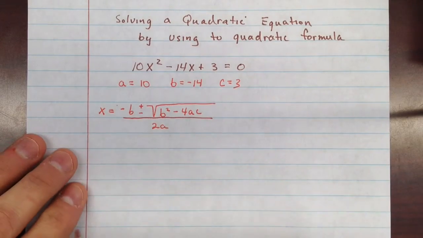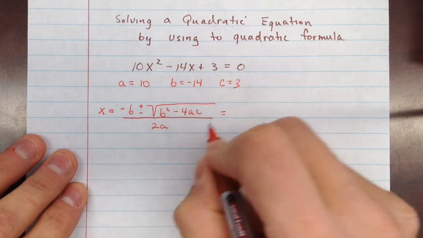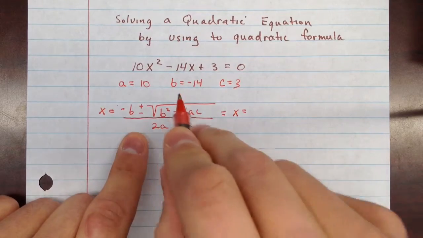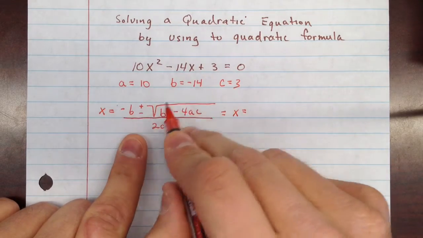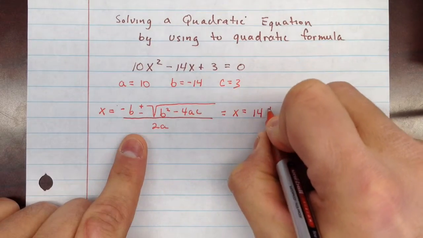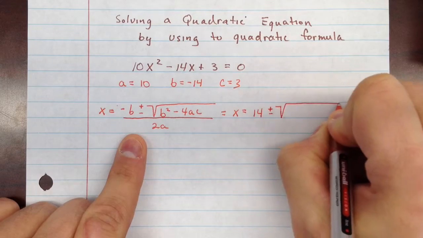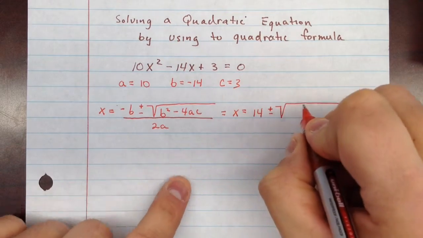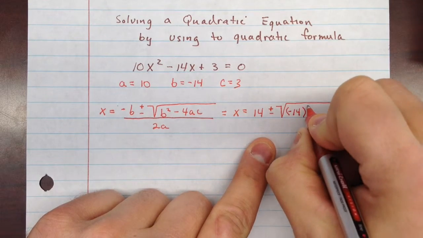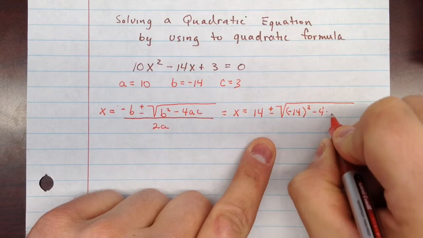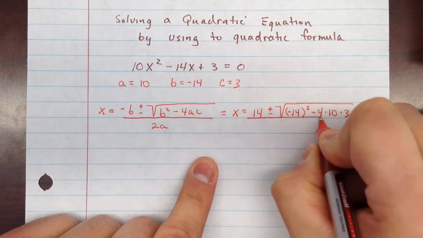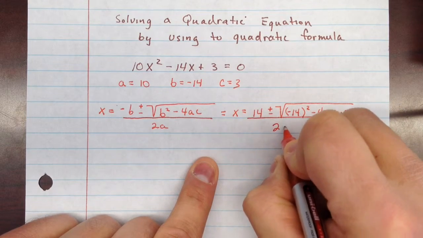With that, we can now substitute all the information. And I'm going to put it over here because we're running out of space doing it this way. So x equals negative b, and notice that b is negative already, which means a negative times a negative is a positive. So we're going to get 14 for this because two negatives make a positive, plus or minus. Here we have the square root of, now this is negative 14 here, so it's a negative 14 squared minus 4 times a, which was 10, times c, which was 3, over 2a, 2 times 10.